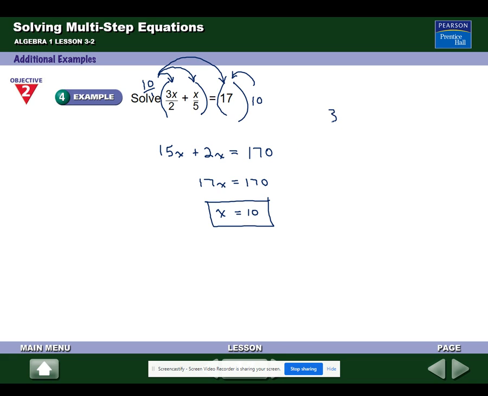By the way, 3 times 10 over 2 plus 10 over 5. Wondering if that's equal to 17. This would be 30 over 2, which is 15. 10 over 5, which is 2. Yes, that does equal 17. It checks. And like I said in a previous video, I don't require you to write down a check. I just felt like it was maybe beneficial on that problem.